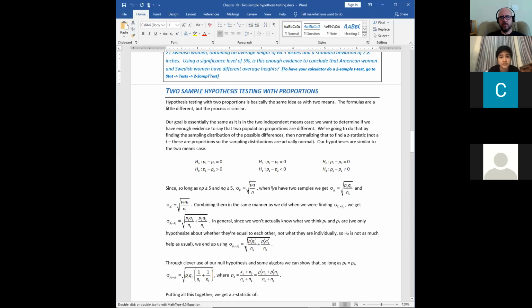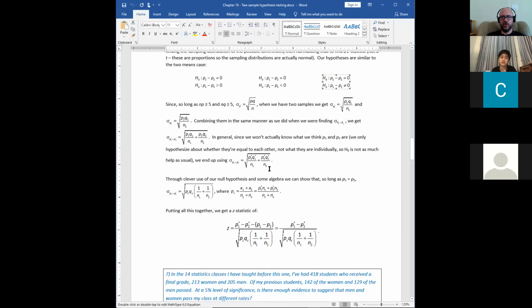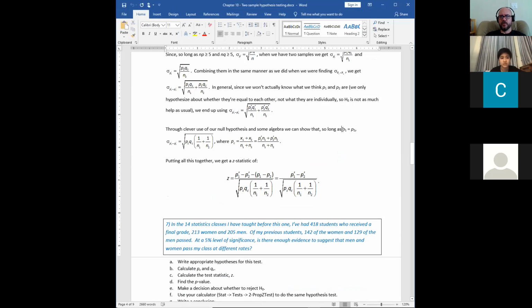2 sample tests with proportions, roughly the same thing. We're going to check to see if 2 proportions are equal, or one's bigger than the other, or less than, or not equal to. With 2 proportions, you end up doing something a little bit fancier with the math. Did I show that here? No, not really. I just said through clever use of our null hypothesis and some algebra, we can show this.